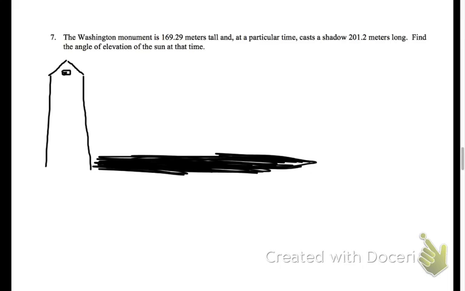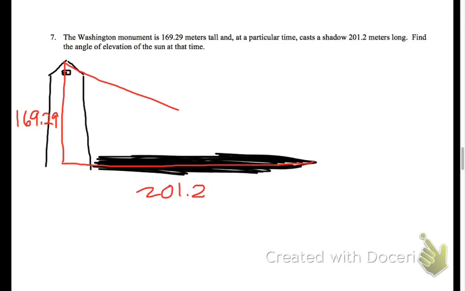So we will give the shadow a length of 201.2 meters. The actual height of the monument, 169.29. And our question is to find this angle of elevation. We'll call it theta. What's the angle of elevation of the sun at the time? That sun's creating the shadow, so that's the angle.